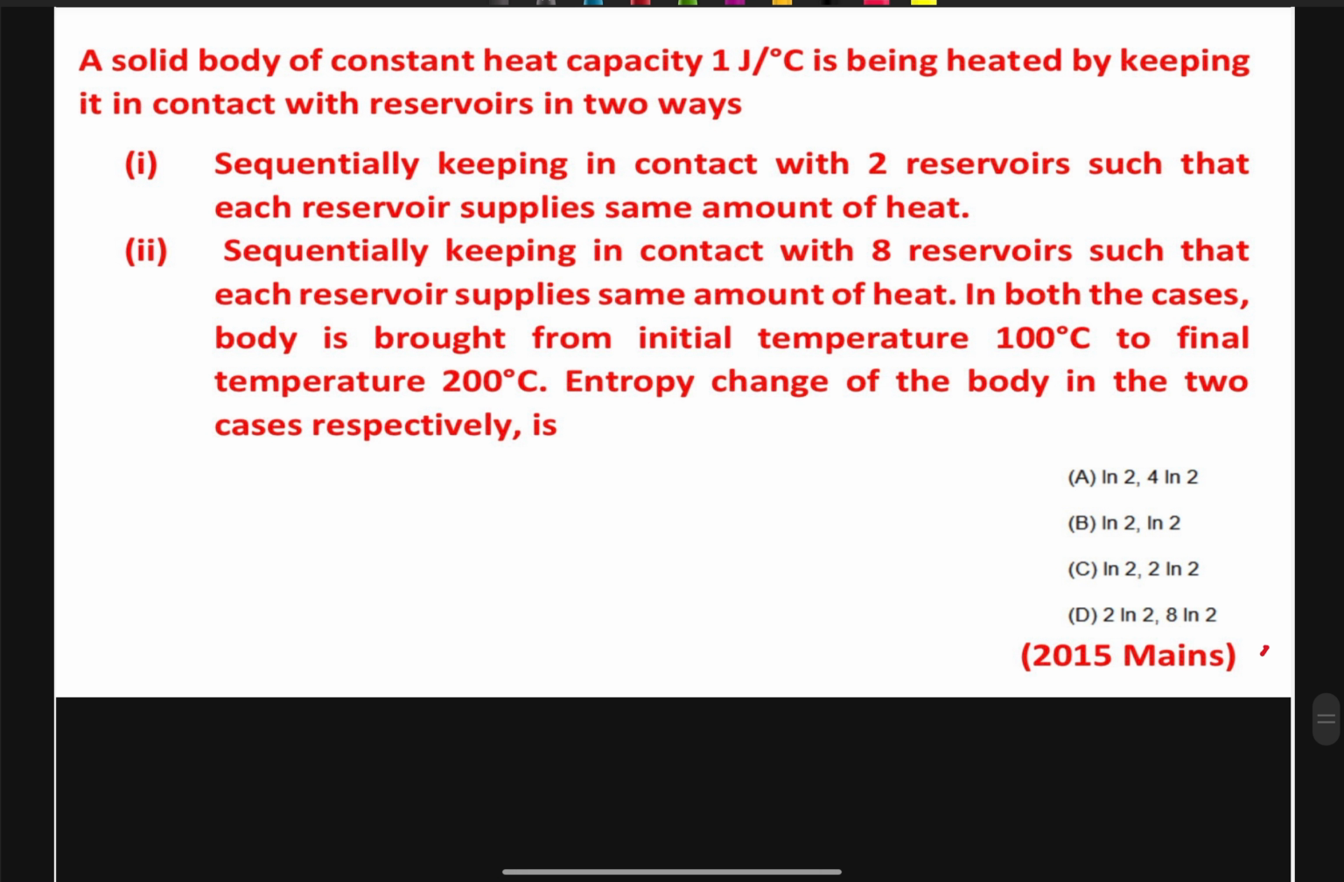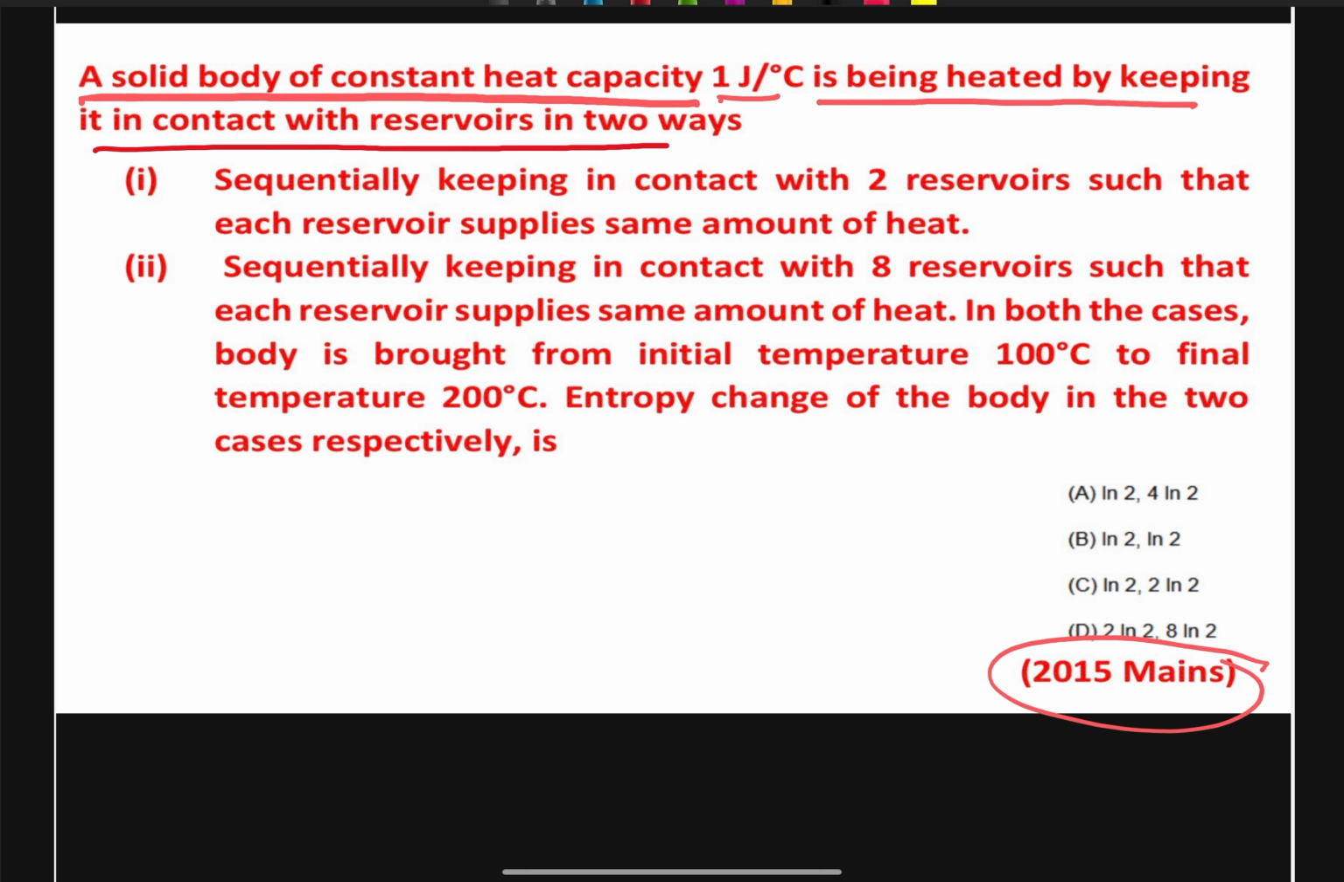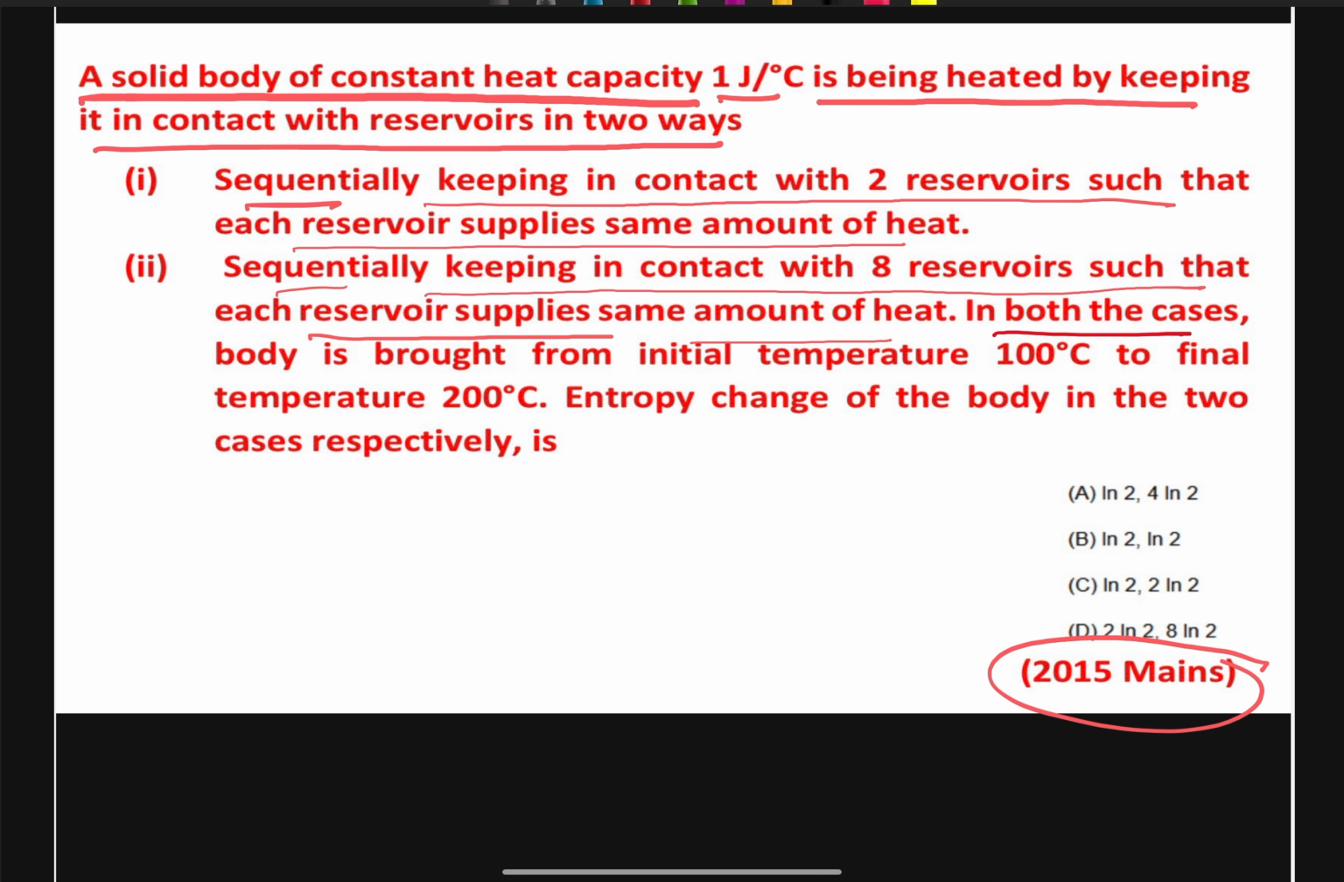It was asked in the 2015 mains, and it states that a solid body of constant heat capacity 1 joule per degree centigrade is being heated by keeping it in contact with reservoirs in two ways: sequentially keeping in contact with two reservoirs such that each reservoir supplies the same amount of heat, and sequentially keeping in contact with 8 reservoirs such that each reservoir supplies the same amount of heat. In both cases, the body is brought from an initial temperature of 100 degrees centigrade to a final temperature of 200 degrees centigrade. The entropy change in the body in both cases respectively is.